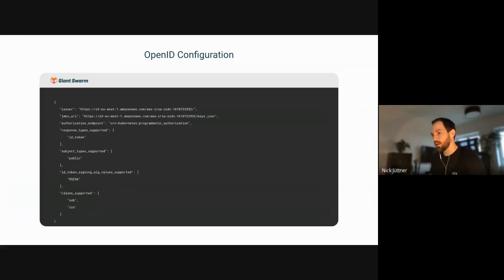And then on the last lines, it talks about the claims supported, which is the sub. The sub is important to allow, because the sub is used inside the JWT token from the service account. This needs to be enabled, because then it looks at whether this specific sub can assume this role, if it's granted or not.